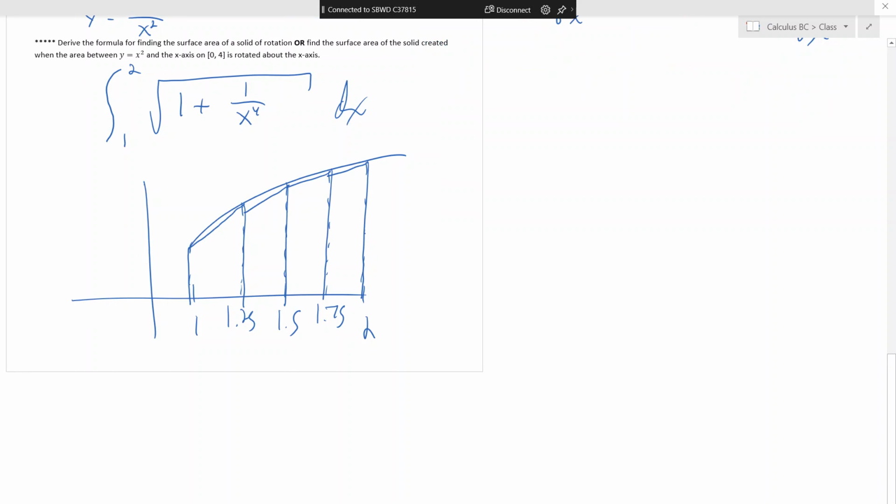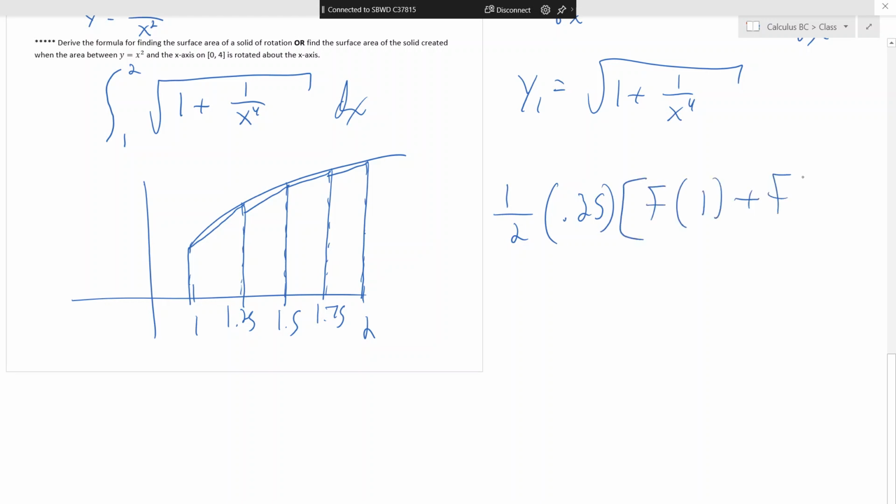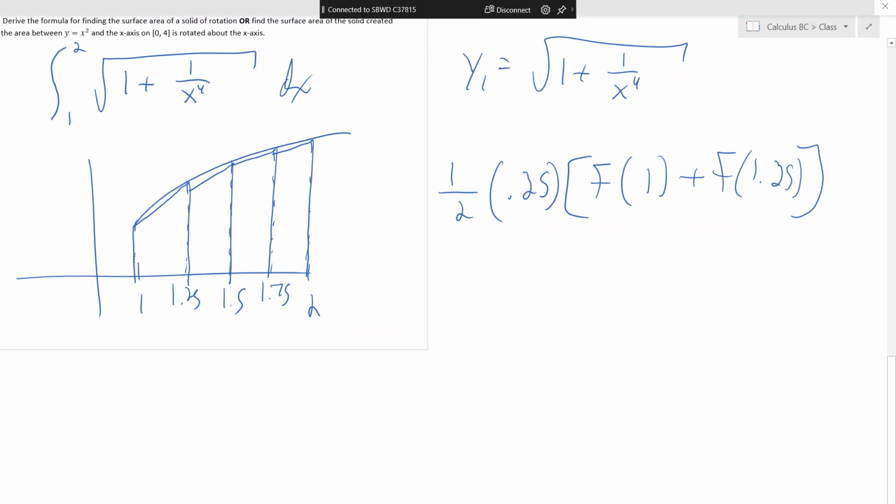Anyway, you don't need to remember a fancy rule. What you're going to do is put into your calculator y1 is the square root of 1 plus 1 over x to the 4th. And then you're going to type out the area of each trapezoid, which is 1/2 the height, which is 0.25, times f of 1 plus f of 1.25. Can you handle that? That's the first trapezoid. Plus 1/2 times 0.25. Isn't this fun? f of 1.25 plus f of 1.5.